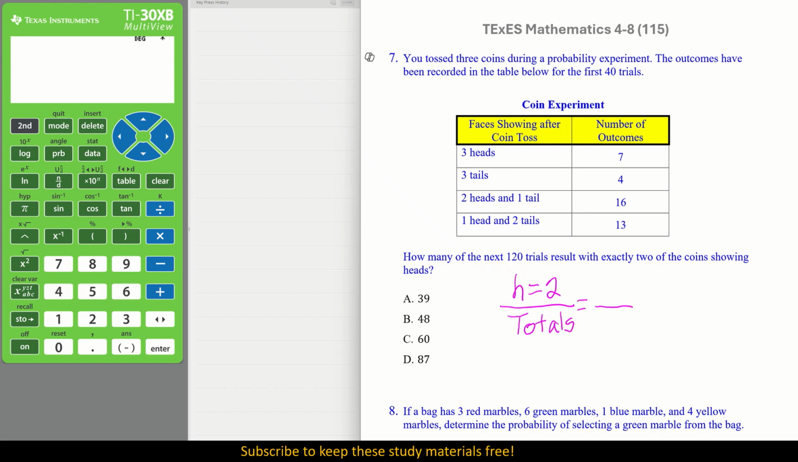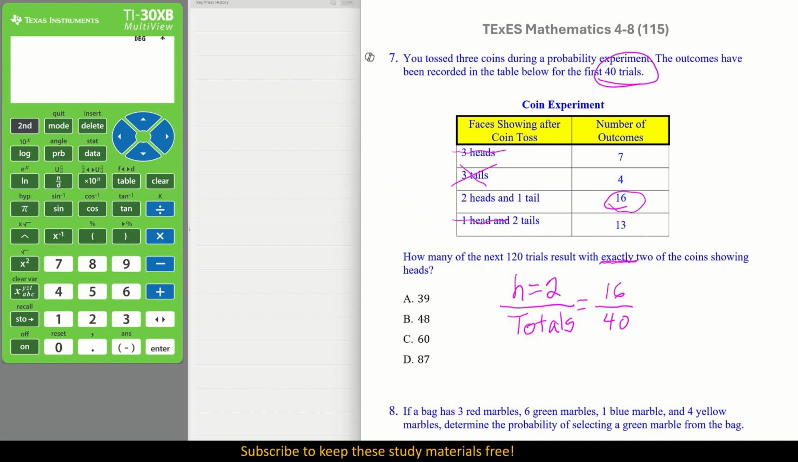So first, we look at our table. It says exactly. We cannot deviate from that. It doesn't say at least. That excludes the first row. Obviously, the second row says tails, so can't use it. The last row is only 1. Because of the wording, we must select the third row, which is 16. So we know we have 16 out of 40.